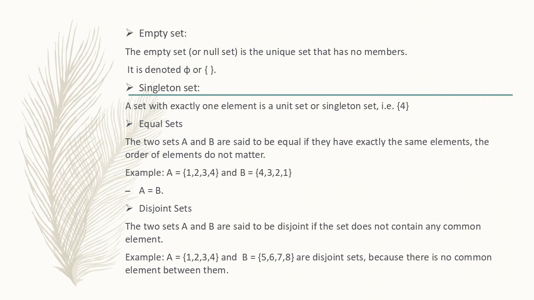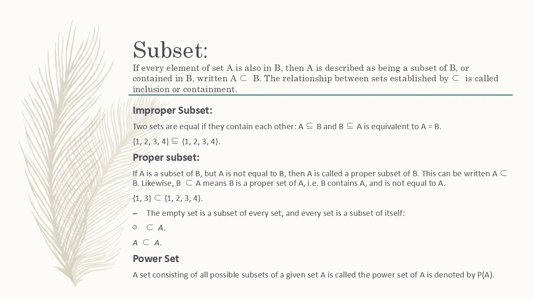Equal set. The two sets A and B are said to be equal if they have the same elements and their order does not matter. As we can see in the examples, A is equal to B. In disjoint sets, the two sets A and B are said to be disjoint if the sets do not contain any common element. For example, A has 1, 2, 3, 4, B is equal to 5, 6, 7, 8. Nothing is in common, so these sets are disjoint sets.